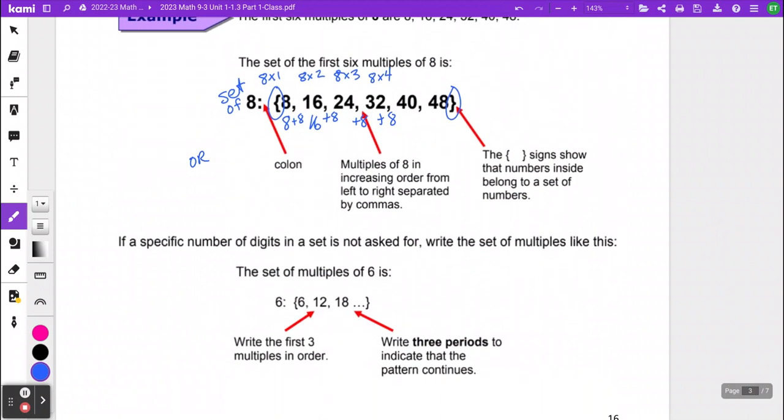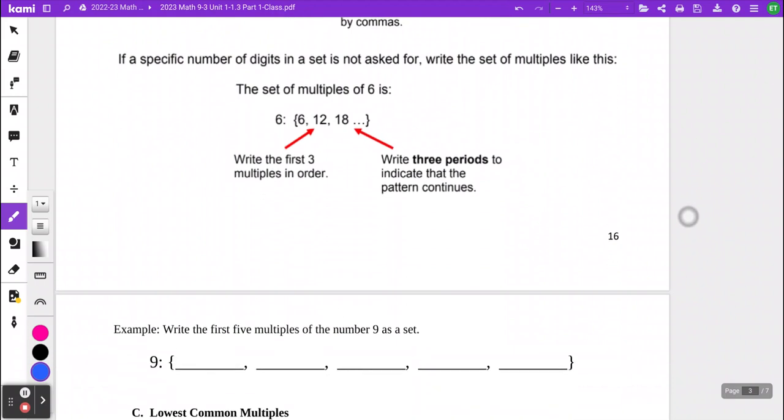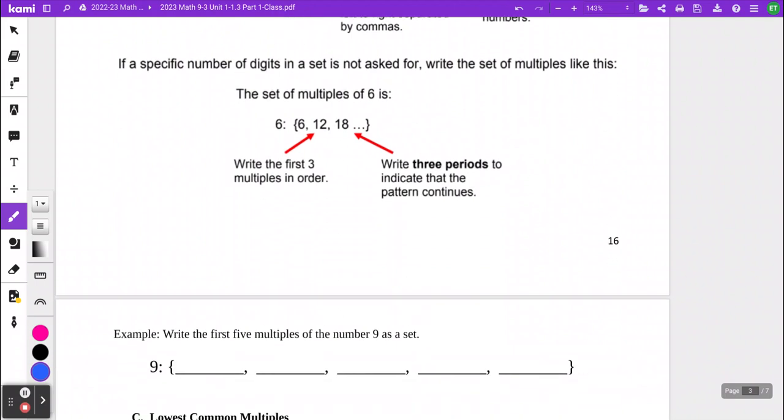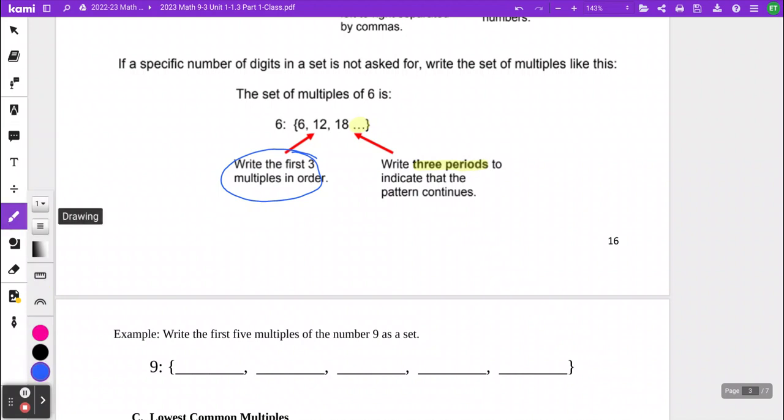All right. It says, if a specific number of digits in a set is not asked for, you always write the first 3. Okay? So if it just says, write a set of multiples, and it doesn't tell you how many, you write the first 3, and then you put those 3 dots that we talked about a minute ago. And those are your 3 periods there. That means the pattern continues. And again, like I said, in words, it means and so on. The pattern continues and so on.